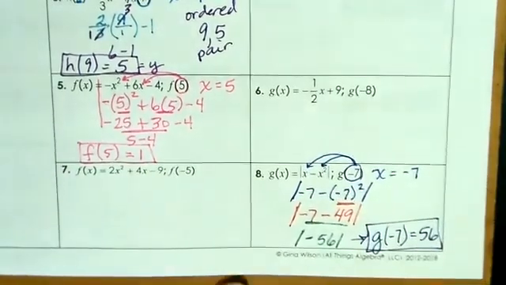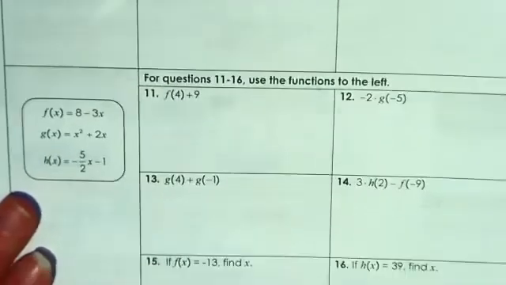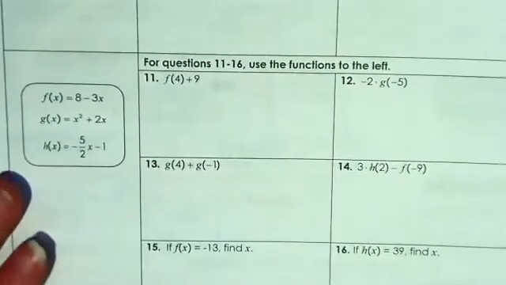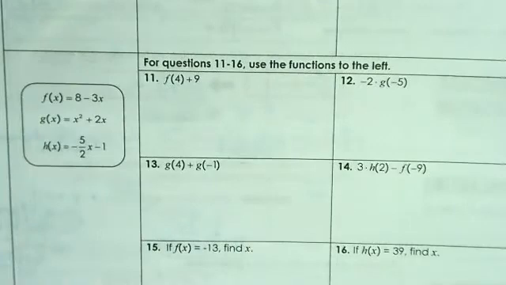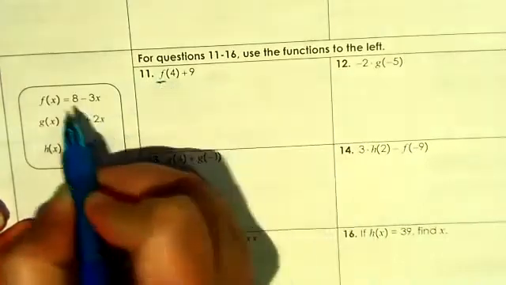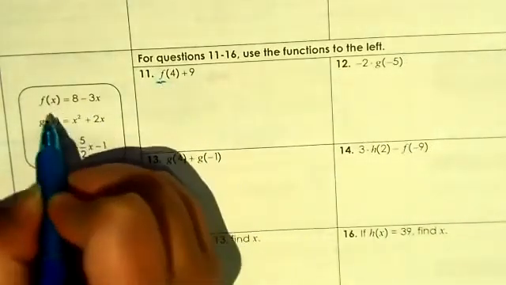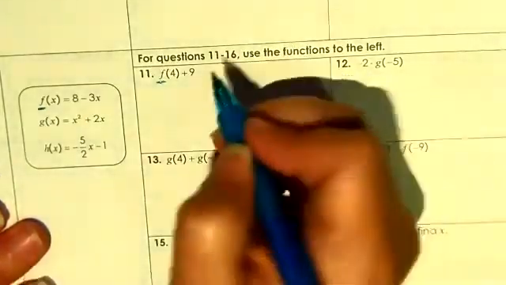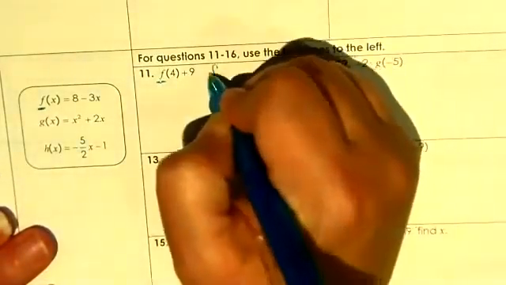All right. Next example. Going down to number 11. Okay. This is where we've got functions along with stuff going on outside of it. Okay. So we have our rules over here. Since it says f of 4, since it has an f here, that means I'm choosing the rule over here that has an f.